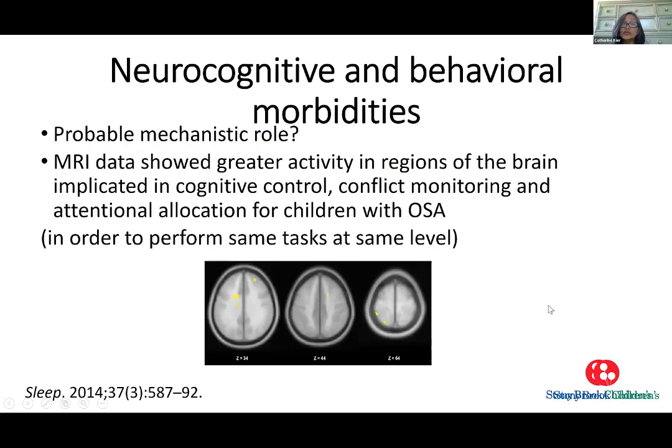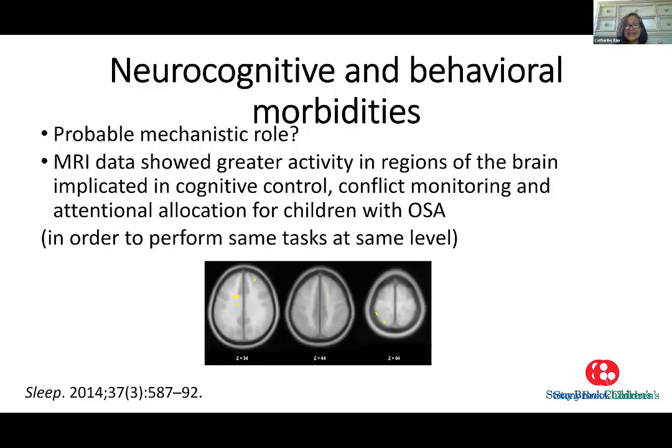Now let's go to the neurocognitive and behavioral morbidities. So what are the probable mechanistic roles? In the OSA and the obesity diagram, we actually said that neurohormonal changes could lead to inflammation. This study I just want to share because it's very fascinating.